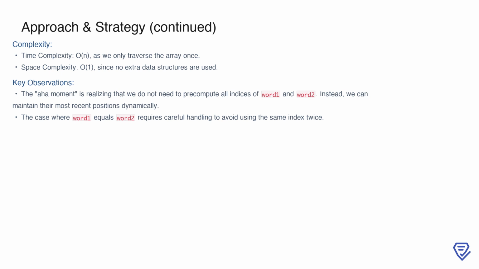Instead, dynamically updating their most recent positions during the traversal is sufficient. This not only reduces the overhead but also streamlines the implementation. However, special care is required for cases where word 1 and word 2 are the same, as we must avoid using the same index twice. This minor adjustment ensures that the solution is both correct and efficient.